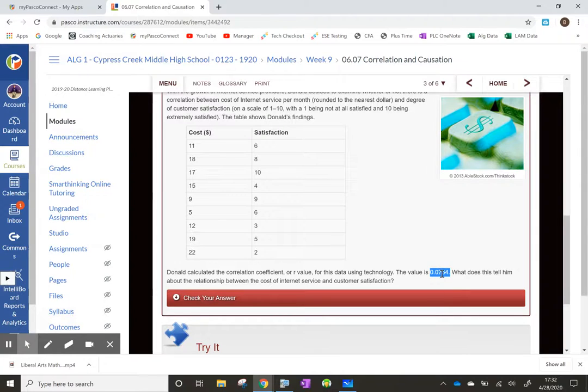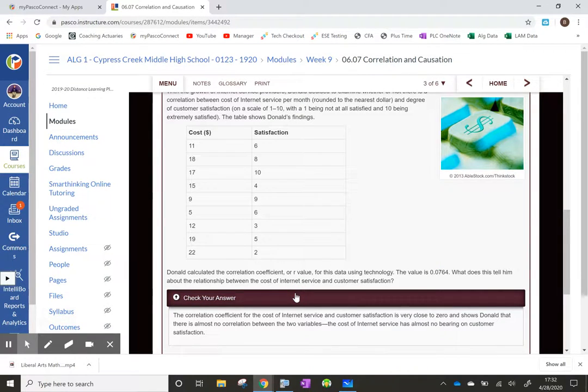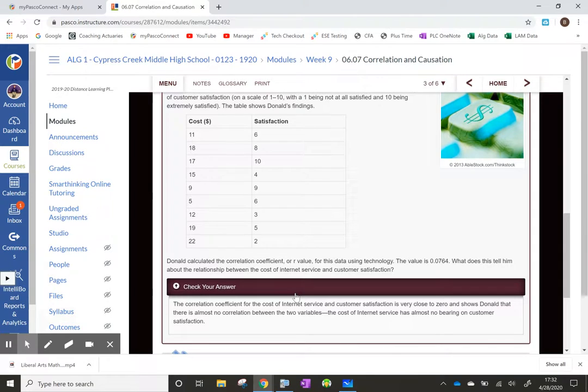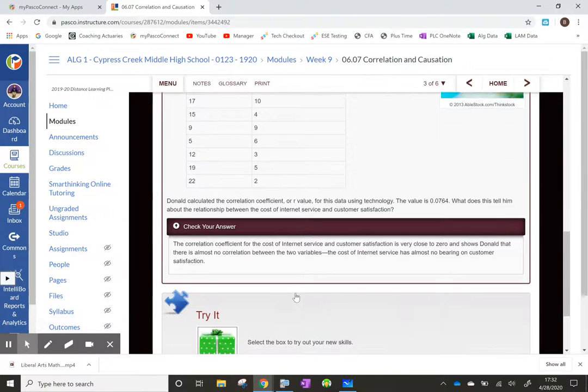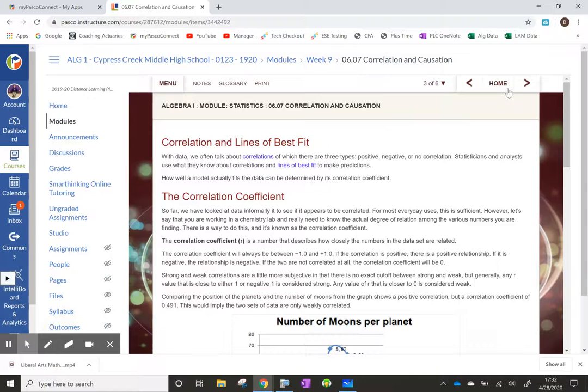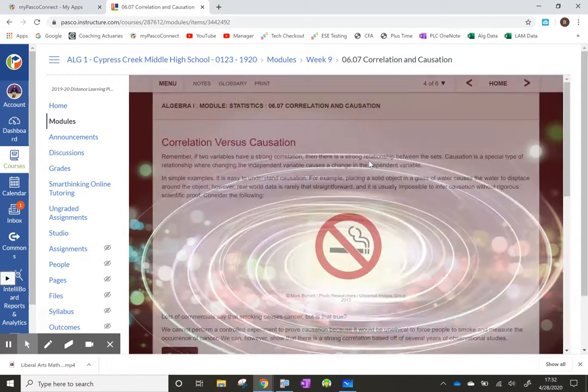Now 0.07 is very, very small. It's very close to 0, right? It's not 0.7, it's 0.07. Which is extremely small, which means it's very close to 0, which probably tells me that there isn't a very strong correlation. That's probably almost 0, right? It's almost no correlation at all. And that's what that answer down there said.